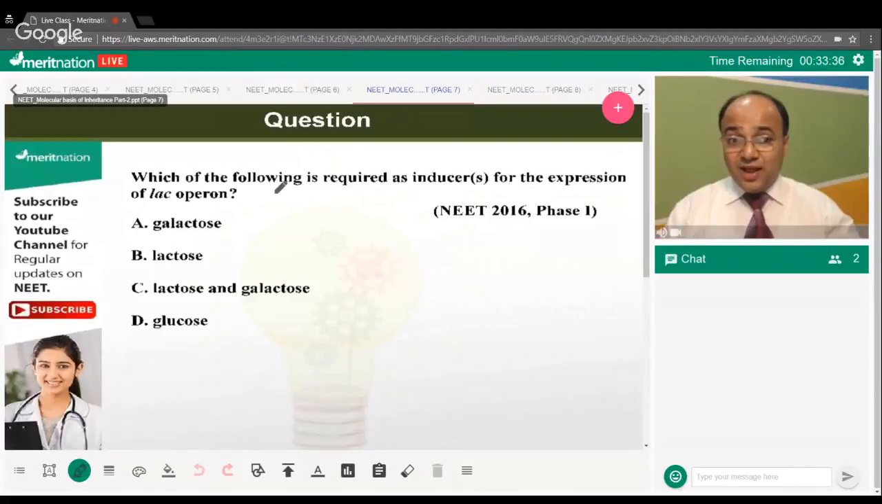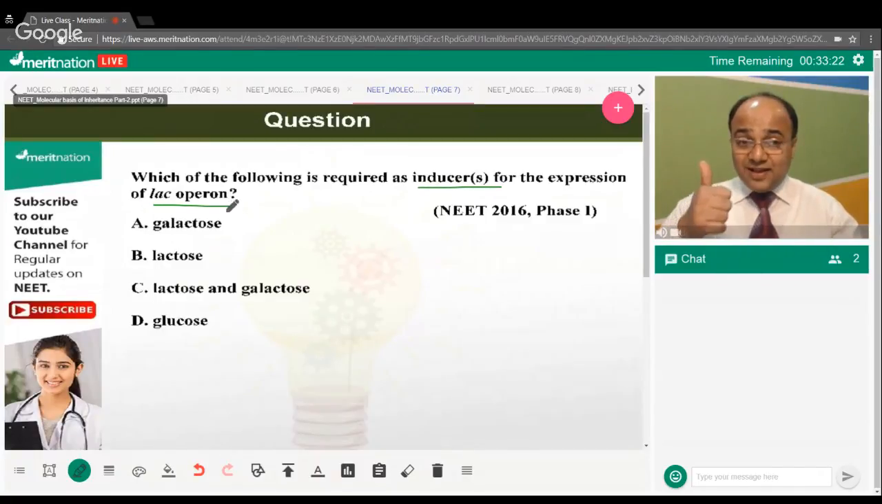Okay, let's move ahead and let us talk about which of the following is required as inducers for the expression of lac operon. Yes, Jyoti, B, C, and D were surely required during your DNA fingerprinting. Here, okay, Arun says the answer is option B, lactose. I guess everyone is going to say lactose. Nikhil says lactose, Meghna says lactose, Dipali says lactose, Nisha says lactose.